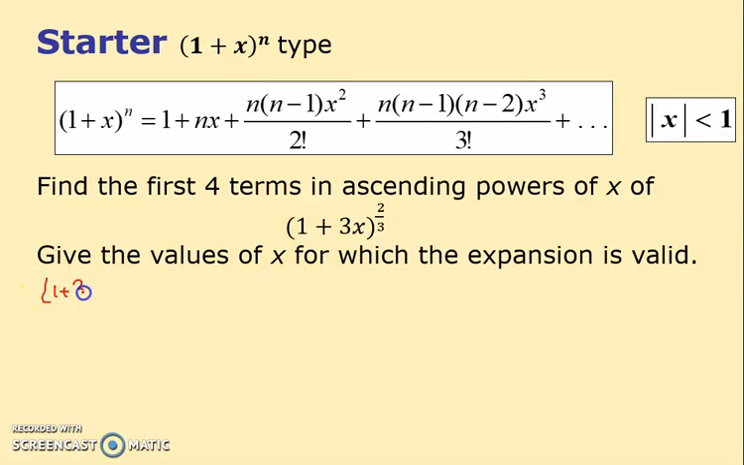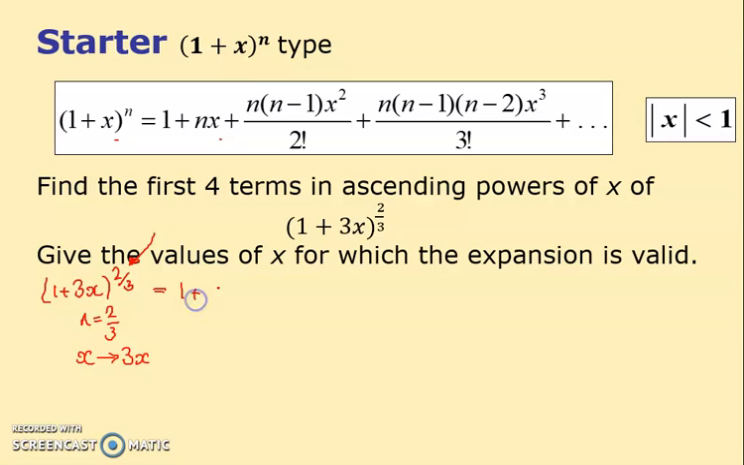We saw 1 plus 3x to the 2/3, and this is why it's different from the stuff we learnt at year 12. In year 12, that would have been a 3 or a 2 or a 7, a nice positive integer, but now we've got this horrible power. I remember showing you in the last video that we write n equals 2/3. We write what the x really is, even though it says x in my formula. We know here it's 3x because of this. So I use the 1 plus nx formula.